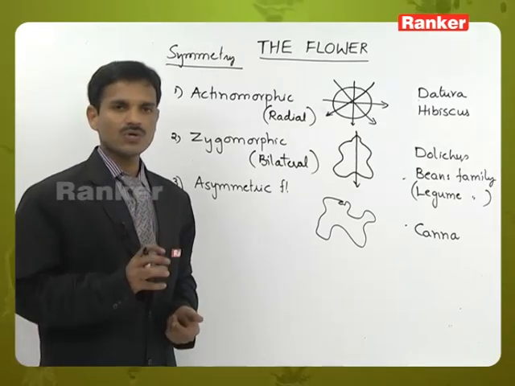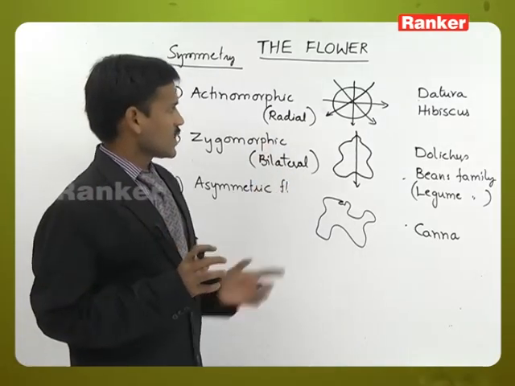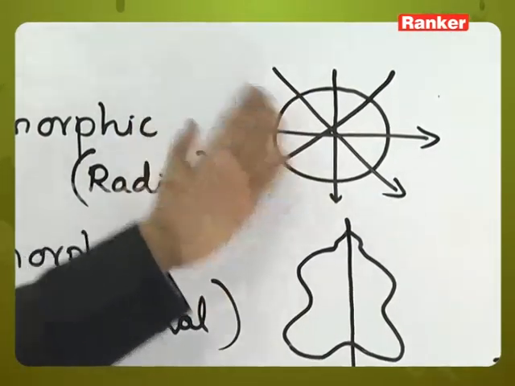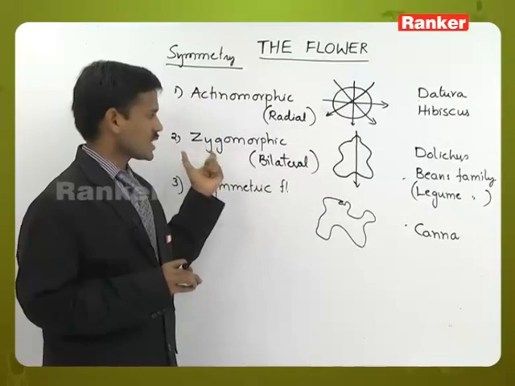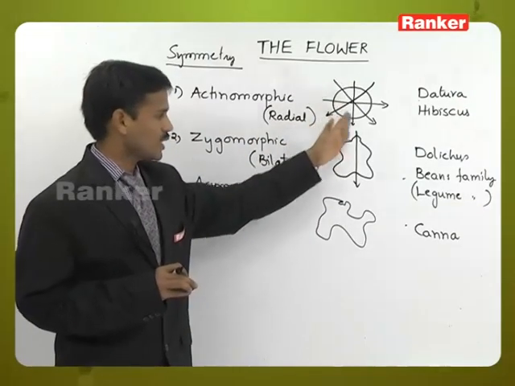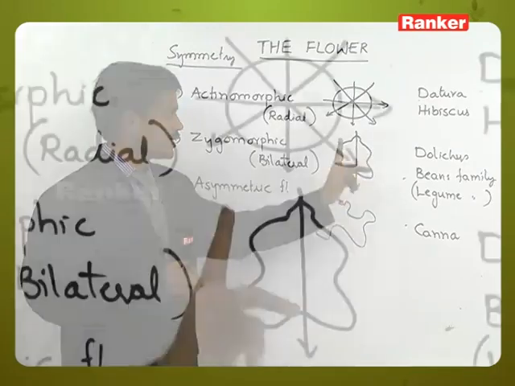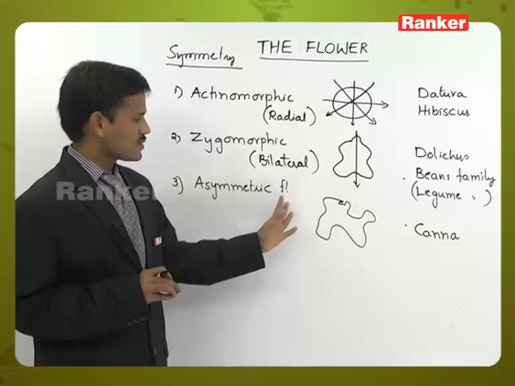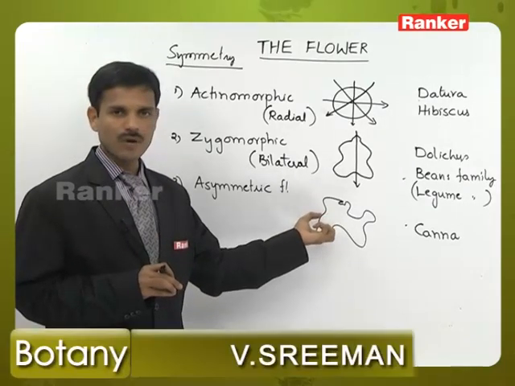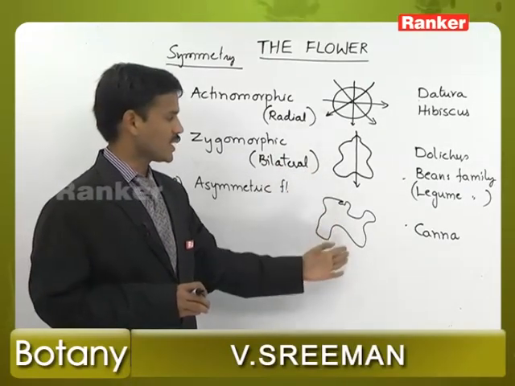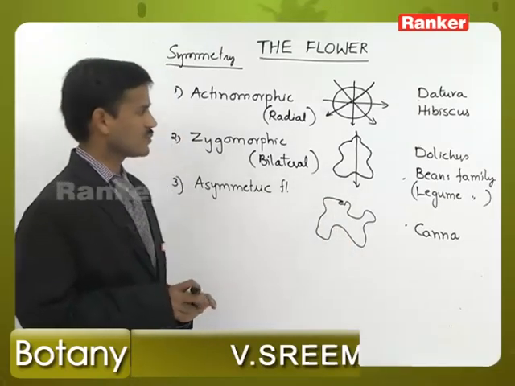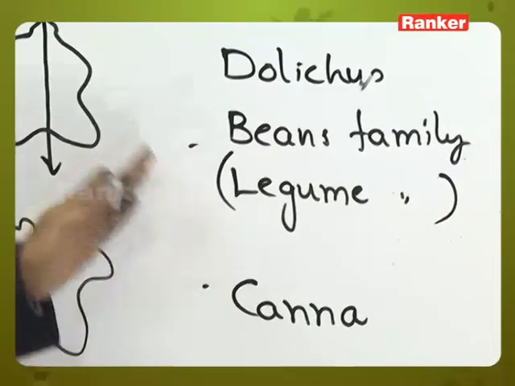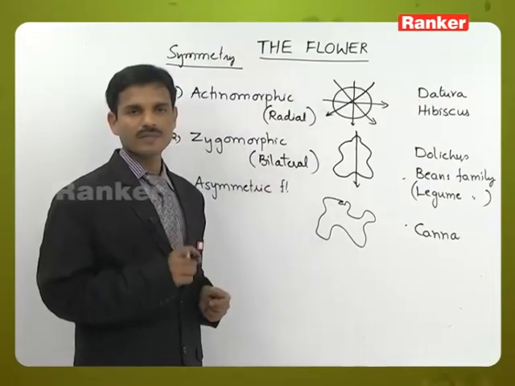So in the flower also the parts are arranged in a systematic way. So that type of flower can be cut into two equal halves by any radial plane. Zygomorphic flowers can be cut into only two equal halves by a single radial plane. And asymmetric flower has irregularly arranged floral parts. So this type of flower cannot be cut into two equal halves by any plane. So these are observed in these plants. These are some examples of different types of symmetries of flower.